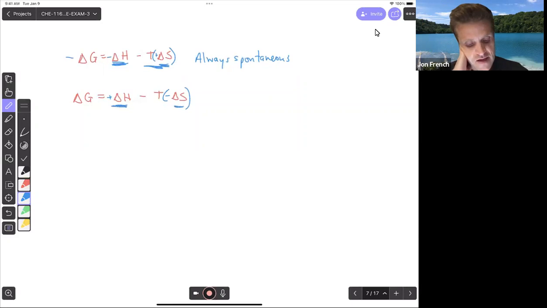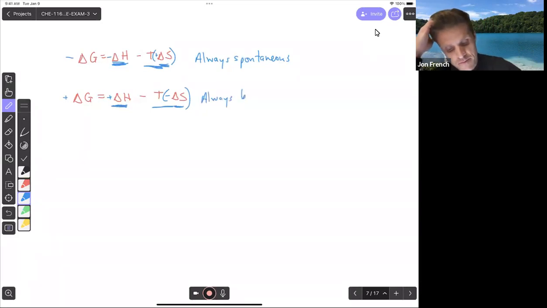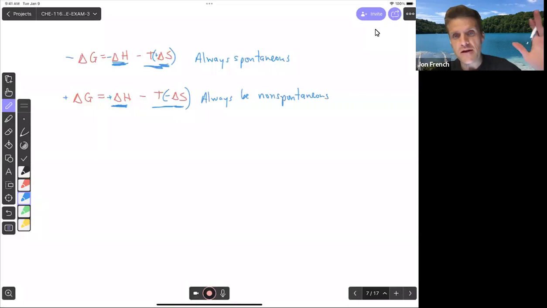Endothermic, positive delta H, and I'm going to always be subtracting a negative number. So subtracting a negative, you're really adding that across. We will always have a positive delta G under these conditions. This will always be non-spontaneous. Doesn't matter the temperature, non-spontaneous. If you know one, you know the other one because you're just flipping the signs of both.